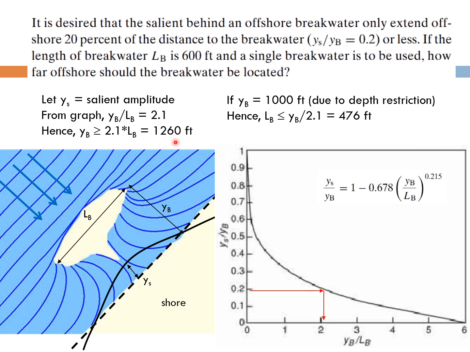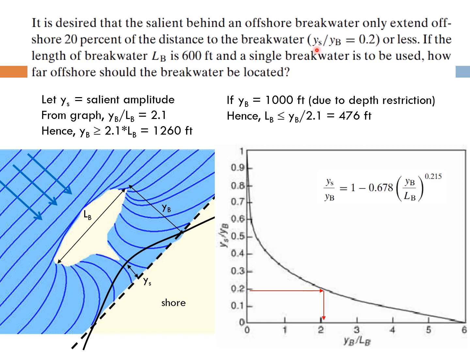Let's say it is not desirable to construct the breakwater so far away from the shoreline because the water depth is too deep and the breakwater will be too expensive. Let's say the furthest we are able to build the breakwater at a reasonable cost is at YB equals 1,000 feet from the shoreline.